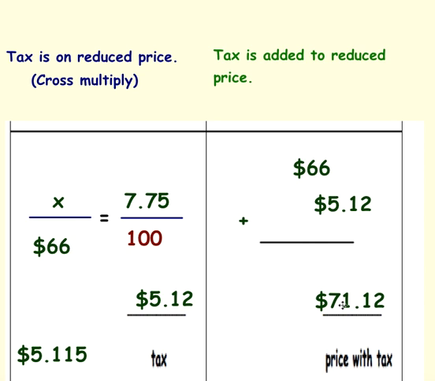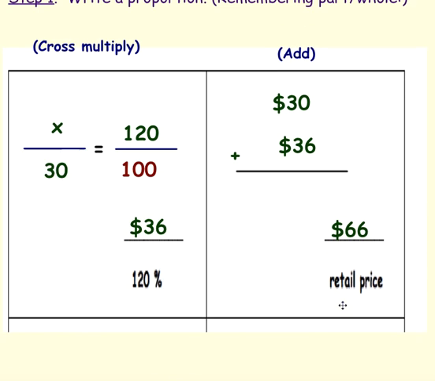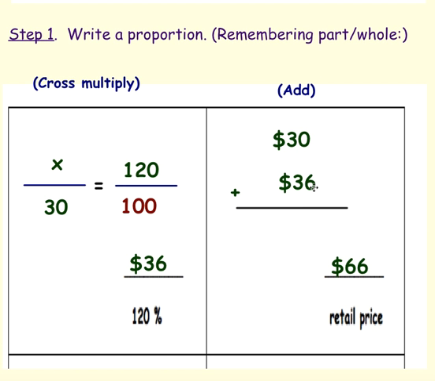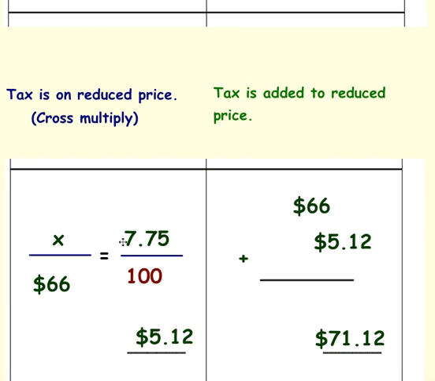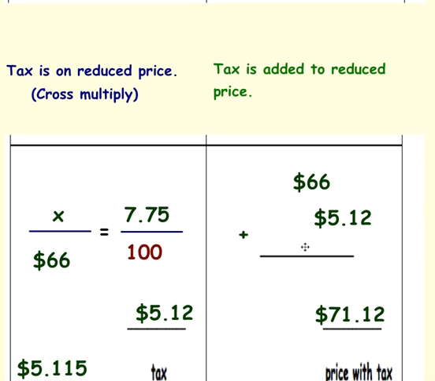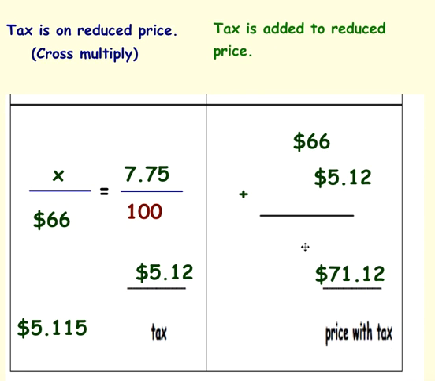So the difference between discount and markup is that with markup, obviously, it's going up. So in your second step, you're going to want to add. Now there are other shortcuts to do this, but I'm showing you this one particular method. Cross multiply, add, cross multiply for the tax, and add, because you always have to add the tax into there. Hope you learned something from this, and good luck.